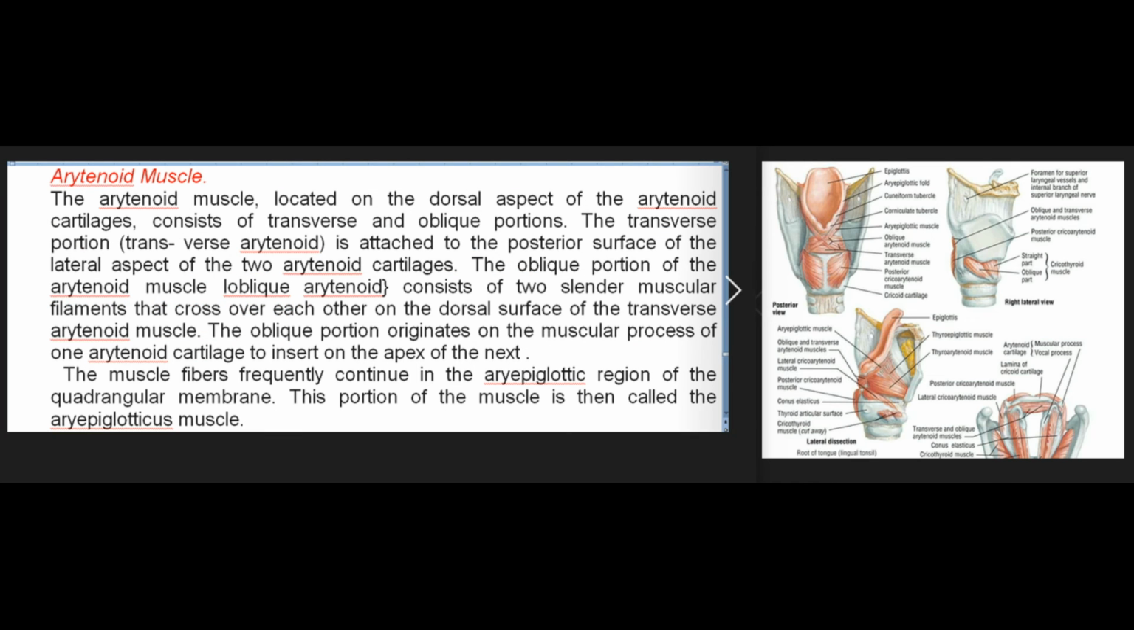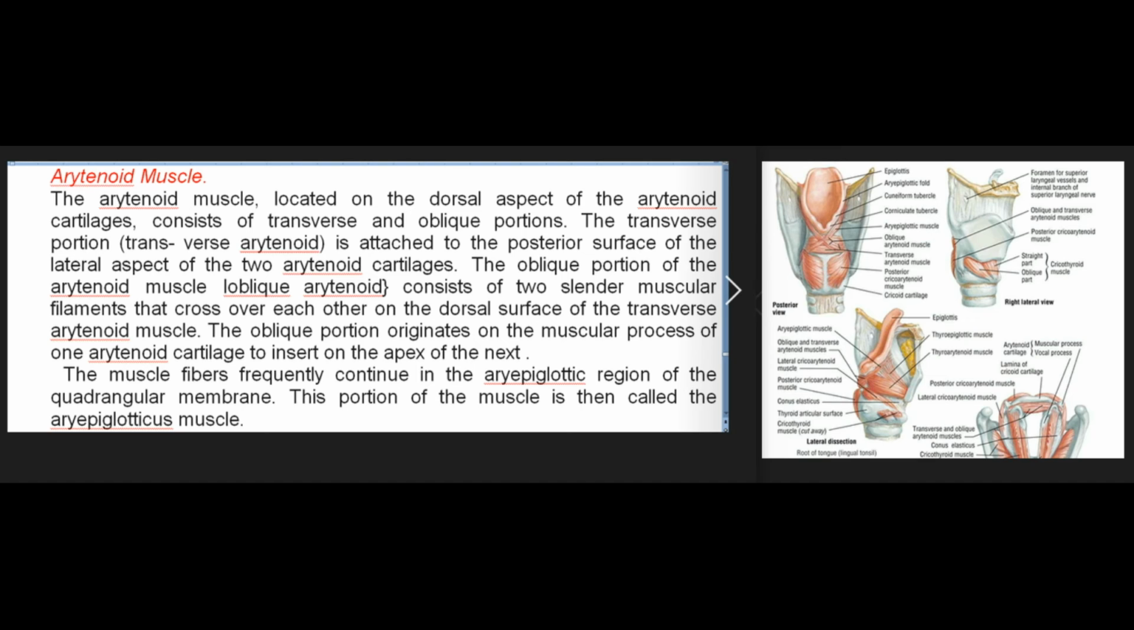Arytenoid muscle. The arytenoid muscle, located on the dorsal aspect of the arytenoid cartilages, consists of transverse and oblique portions. The transverse portion, transverse arytenoid, is attached to the posterior surface of the lateral aspect of the two arytenoid cartilages. The oblique portion of the arytenoid muscle, oblique arytenoid, consists of two slender muscular filaments that cross over each other on the dorsal surface of the transverse arytenoid muscle.